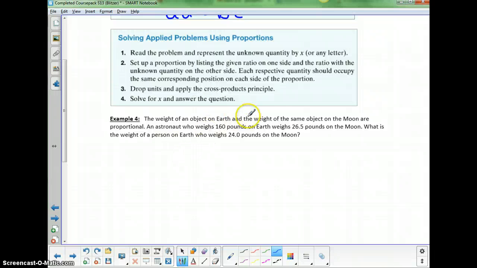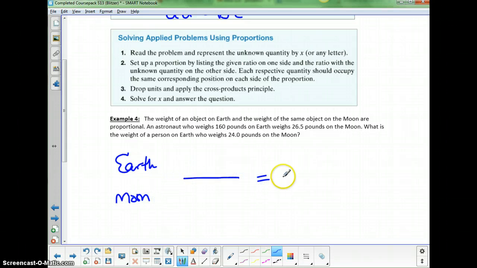So the weight of an object on Earth and the weight of the object on the moon are proportional. An astronaut who weighs 160 pounds on Earth weighs 26.5 pounds on the moon. What's the weight of a person on Earth who weighs 24 pounds on the moon? So the two quantities are Earth and moon, or the weight on the Earth and the weight on the moon. So when we set up our ratios, we're going to set them up like this. Well, the first one's going to have all of our information. We know that there's a guy who weighs 160 on Earth, that weighs 26.5 on the moon. And what is the weight of a person on Earth? So we don't know. Who weighs 24 pounds on the moon.